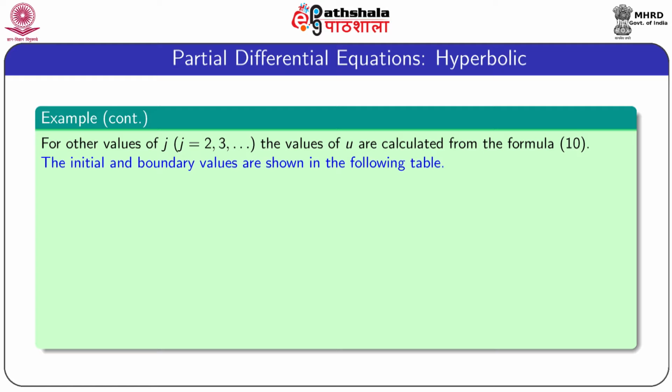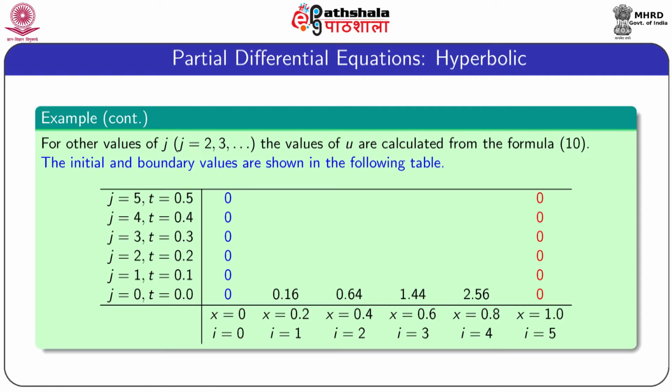Now the initial and boundary values are shown in the following table. Note that the values of x are written in the lower horizontal line, that means the values of x are 0, 0.2, 0.4, 0.6, 0.8 and 1.0. So these are the values of x, and the values of t are 0, 0.1, 0.2, 0.3, 0.4, 0.5 because k is taken as 0.1 and h is taken as 0.2. So these are the initial and boundary values of x and t.